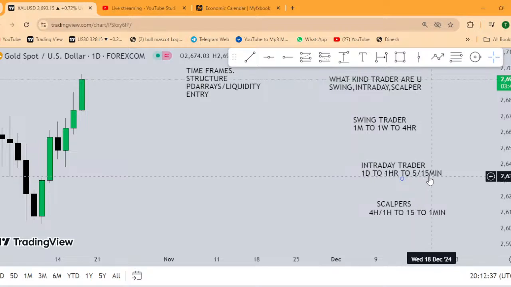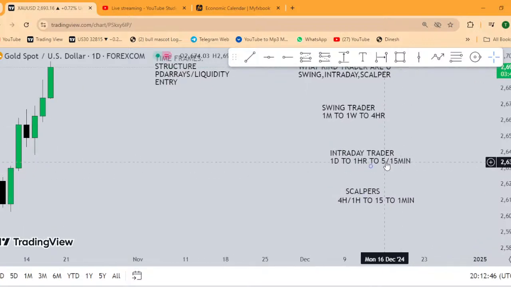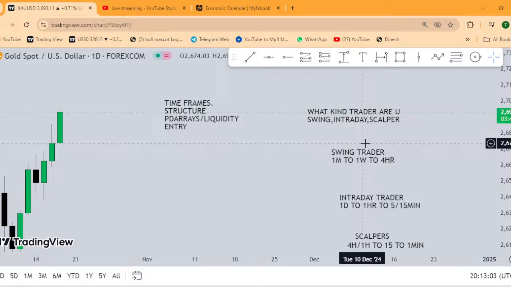So if you combine the two time frames here, you can look at something good, and then you choose which PD array you want to use here. You can find a rejection block on the 5 minute, and on the 3 minutes it's an order block. So when you combine it, you can get something that you prefer to use. Then the scalpers, it is 4 hour or 1 hour to 15 minutes to 1 minute. So this is the first criteria.